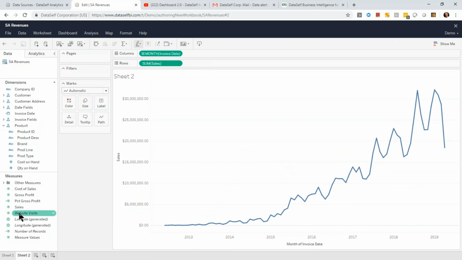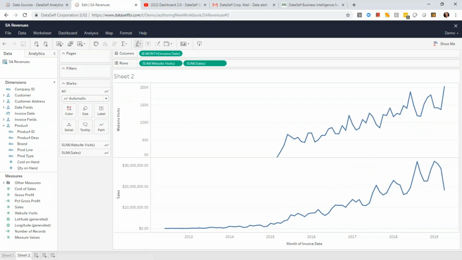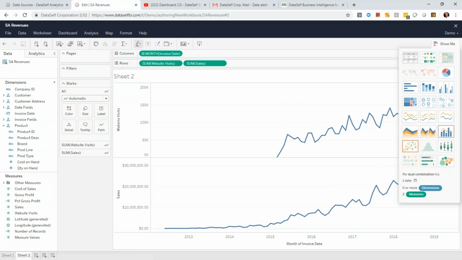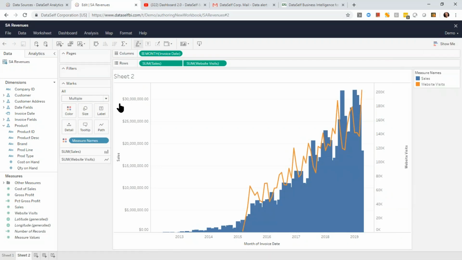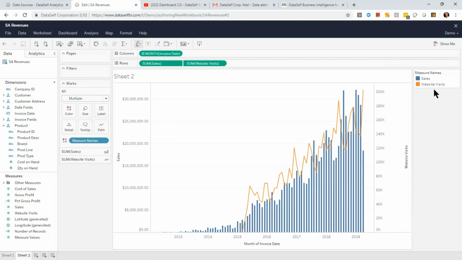And I want to see website visits. It's right here as part of my connector for revenues. And I just drag and drop my website visit into the report. So these are website visitors, these are sales. I can put them on a dual axis approach, and voila. Look at that. I can see, let me just make these bars a little thinner. The sales are the blue bars, and the website visitors is the orange line.